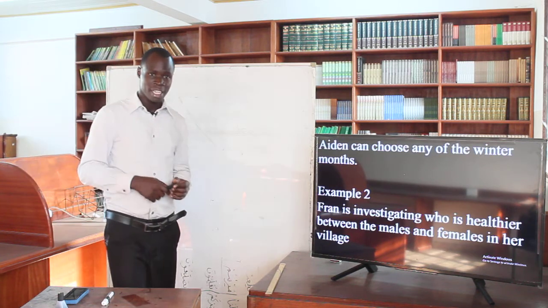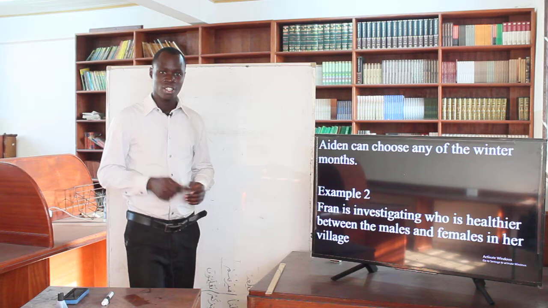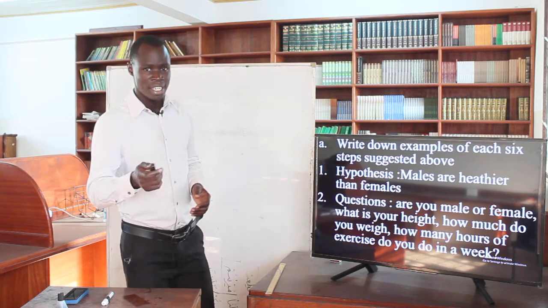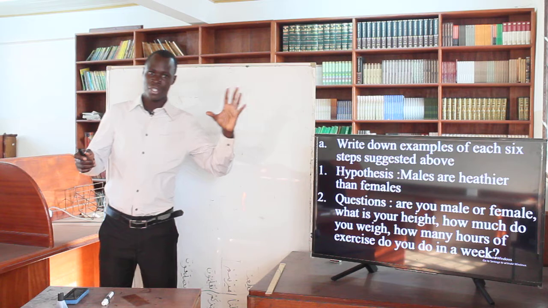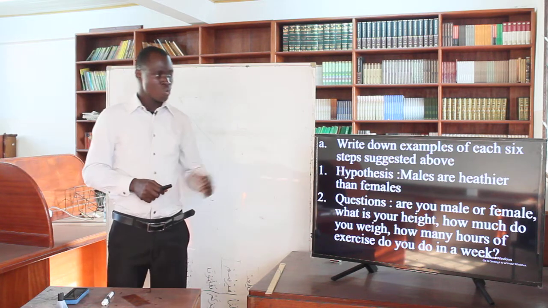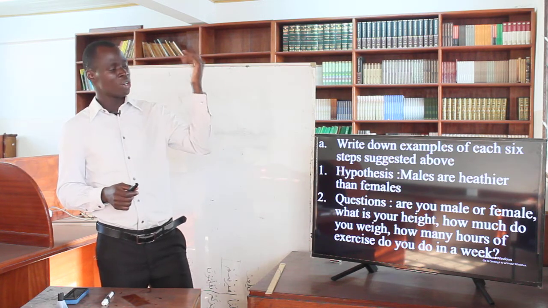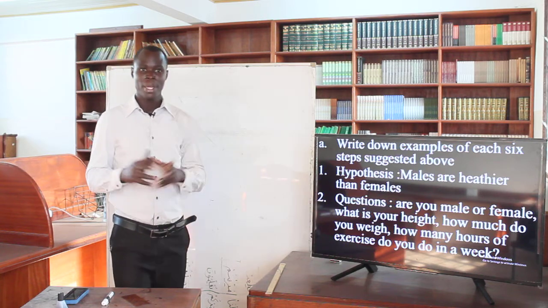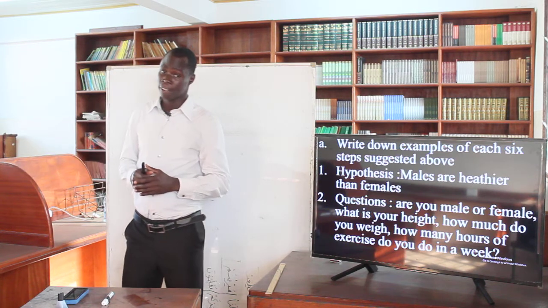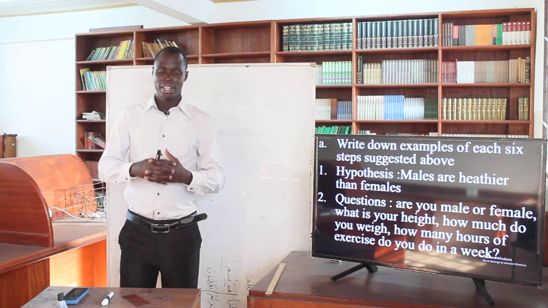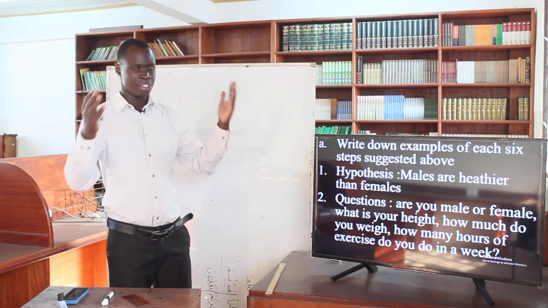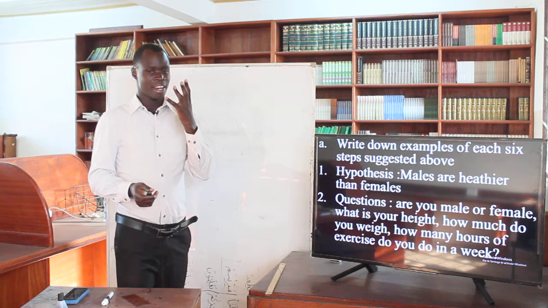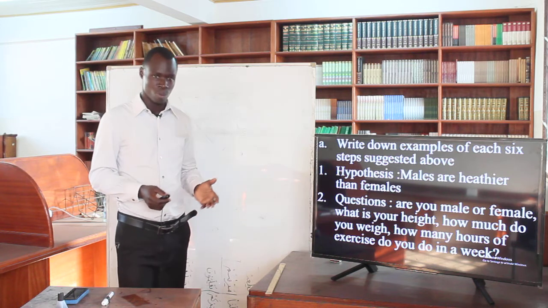Now, example 2. Fran is investigating who is healthier between the males and females in her village. Write down an example of each of the 6 steps suggested above. We are talking about the 6 steps which are already mentioned up there. Then the hypothesis: males are healthier than females. So according to Fran, our hypothesis is that males are healthier than females. But then again, this is just a hypothesis which is yet to be proven.